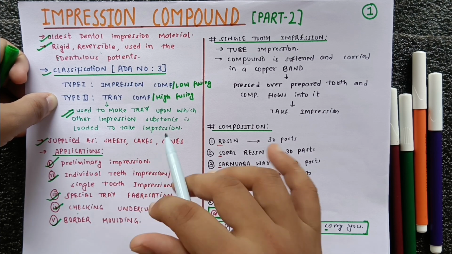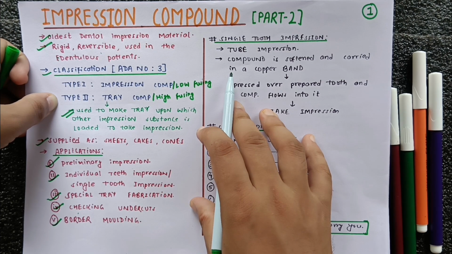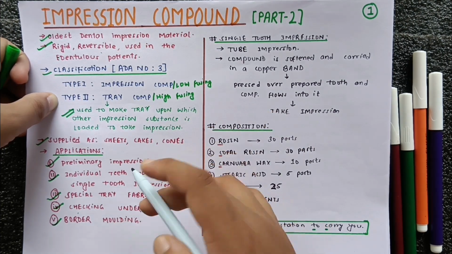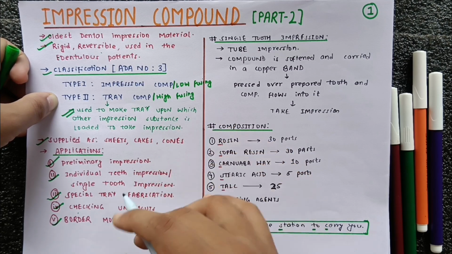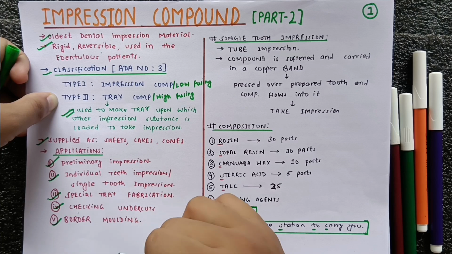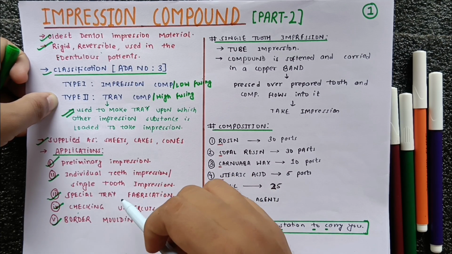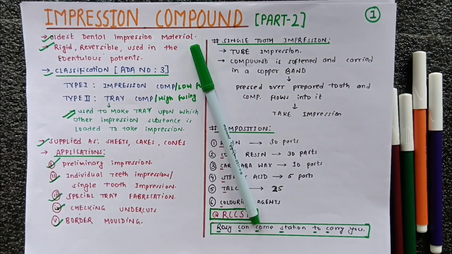This border molding is also very important. When you study prosthodontics, you can study border molding there properly, but for now I won't say much because the video will be long. Just remember impression compound is used for border molding, preliminary impression, and individual tooth impression. I have a picture, so I'll show you.